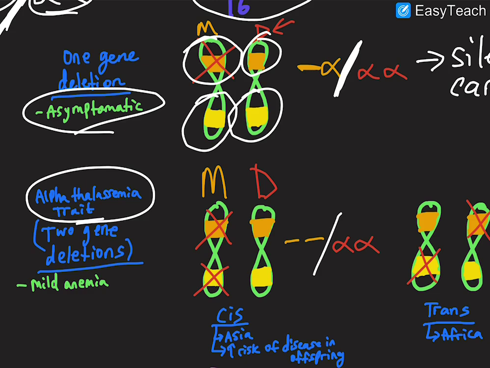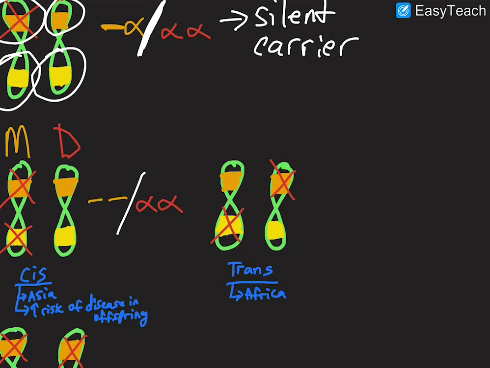So we said this was the alpha thalassemia trait, where two alpha genes are deleted. Now, this can be either on one chromosome, like we see here. Let's just point it out. So the alpha gene deletions can be on one chromosome, or it can be on separate chromosomes. So you can have one alpha gene deleted from mom's chromosome and one alpha gene deleted from dad's chromosome, which we have here.